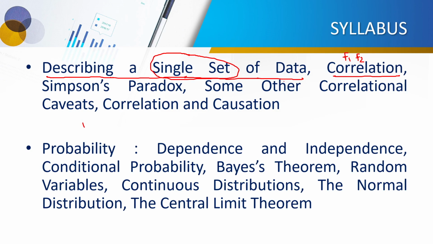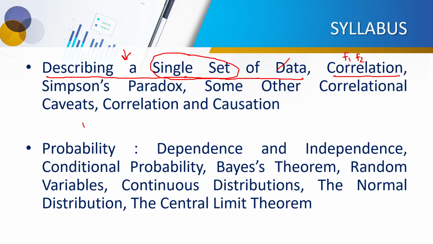Then we have to deal with Simpson's paradox, some other correlation caveats, and correlation and causation. These are the parts available with this. Today we will try to cover the entire stuff related with a single set of data, and from tomorrow we'll see the remaining part.